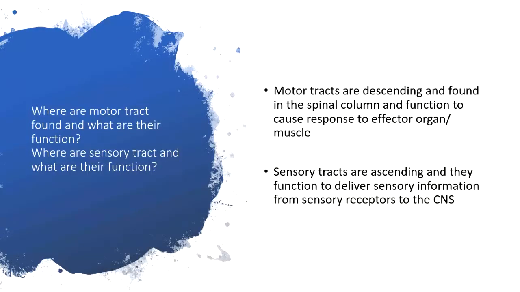Okay, where are motor tracts found and what are their functions? Motor tracts, like we said, are descending, and they're found in the spinal column. They are there to cause a response in the affected organ or muscle. Now, sensory tracts, what are they? They're axons, or afferent neurons, that carry sensory information up the spinal cord. So sensory information is carried up the spinal cord, and motor information is carried down the spinal cord.